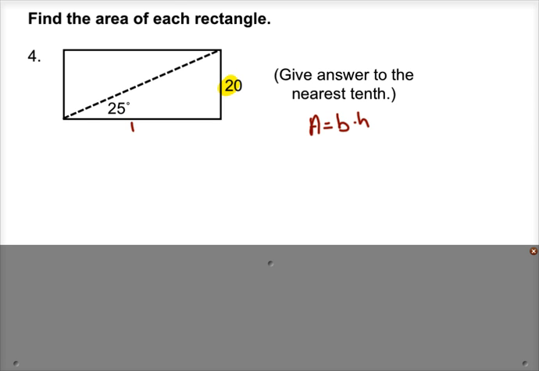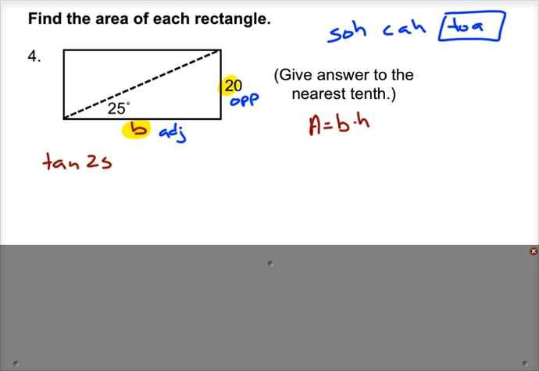So I'd really like to find out how big this base is. So if I look from the angle, the 20 happens to be opposite. The base happens to be adjacent. And if I remember my phrase SOHCAHTOA, well, from the 25 I have opposite and adjacent, means I'm going to use the tangent function. So setting up my problem, I get the tangent of a 25-degree angle equals opposite 20 over adjacent b.